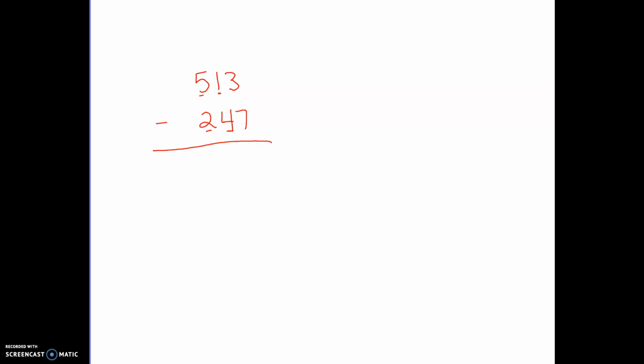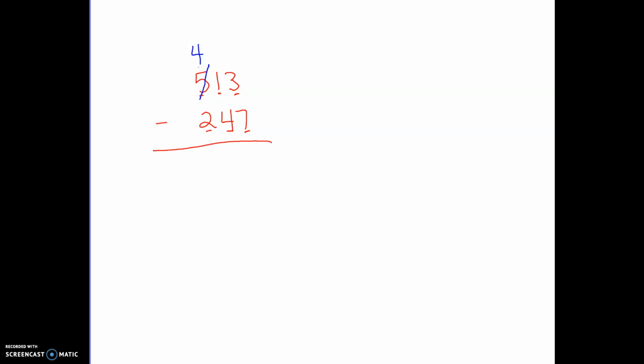I've got 10 and 40. Is 10 more than 40? No, it's not. Is 10 equal to 40? No, it's not. And then I have 3 ones and 7 ones. Is 3 greater than 7? No, it's not. Is 3 equal to 7? No, it's not. So what do we have to do? We have to trade. So I'm going to start with my hundreds. I'm going to take one of the hundreds away. So now I have 4.